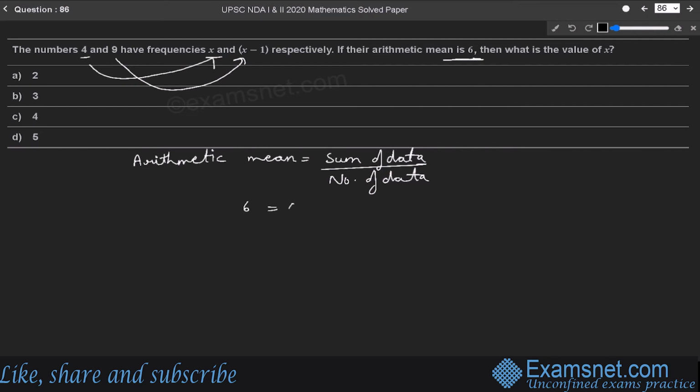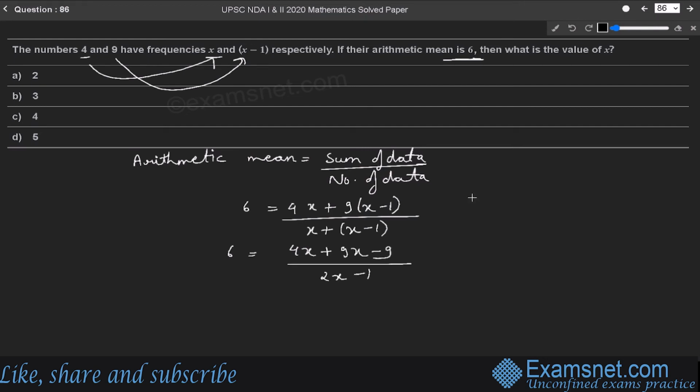So the sum of datas will be 4x plus 9 into x minus 1 upon the total number of data. See, total number of data will be the sum of the frequencies. So x plus x minus 1. Further solving, it will be equals to 4x plus 9x minus 9 upon 2x minus 1. Then it will be 6 into 2x minus 1 is equals to 4x plus 9x minus 9.